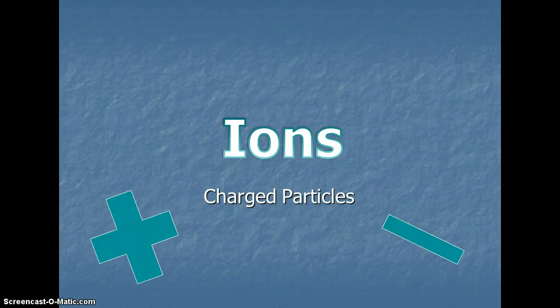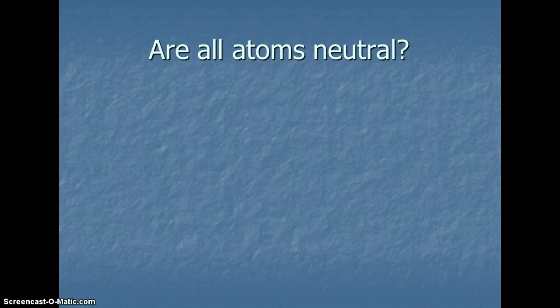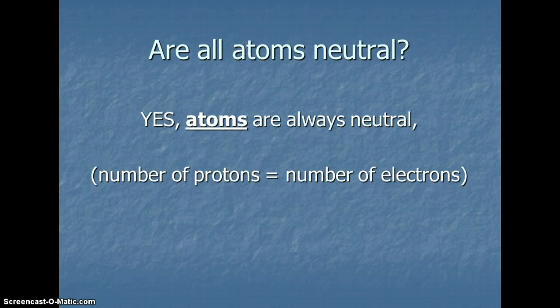Alright folks, so today we're going to talk about ions, and ions are just charged particles. Now ions come from atoms, and all atoms are neutral. Alright, so it has the same number of protons that it has electrons.